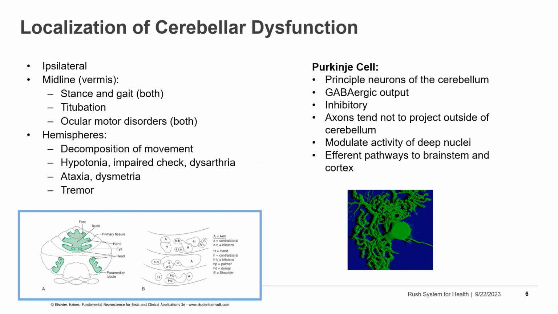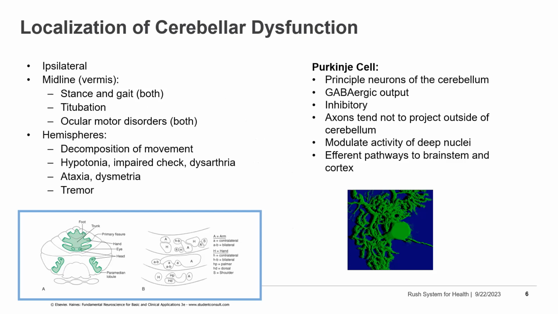So let's just talk about localization. Cerebellar dysfunction, if you have a focal lesion, is going to present with signs on the ipsilateral side of the body compared to where the lesion is located. So if you have a right hemispheric lesion in the cerebellum, you're going to have symptoms on the right side of the body. Now, the vermis is going to supply clinical features to the midline of the body.